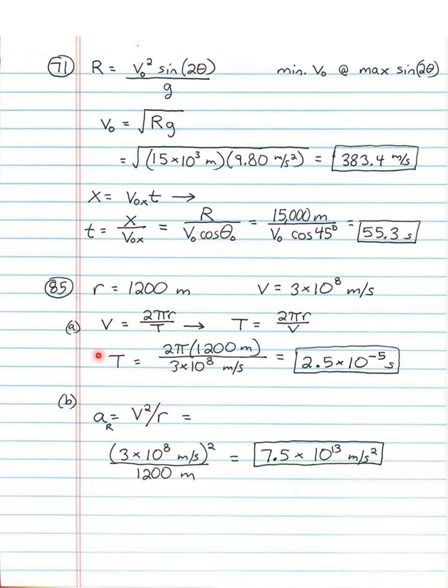Now, part B is asking what is the radial or centripetal acceleration, and that's v squared over r. Well, we know v, we know r, those were given in the information. So 3 times 10 to the 8th meters per second, we're going to square that, divide by 1,200 meters, and we get 7.5 times 10 to the 13th meters per second squared.